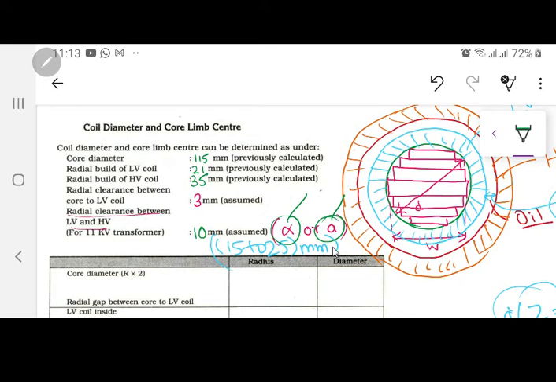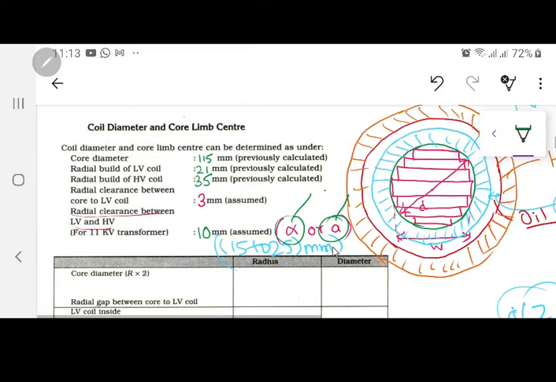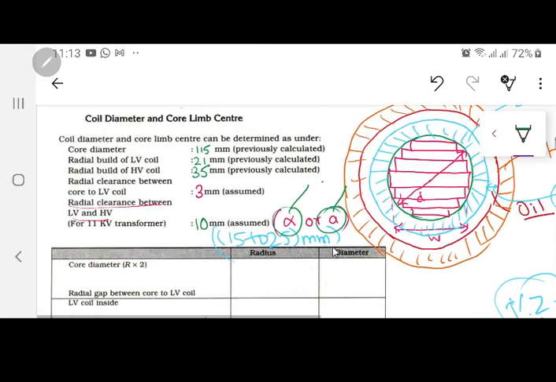But the other book, R.K. Agarwal, gives you a strict distance of 15 to 25 mm. So this value is taken as 10 mm over there. Any questions with this? I hope this is the idea.